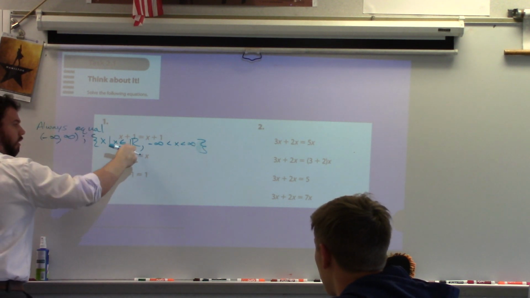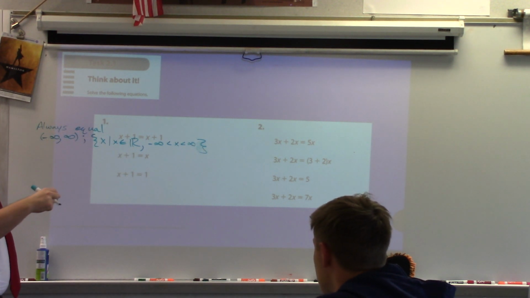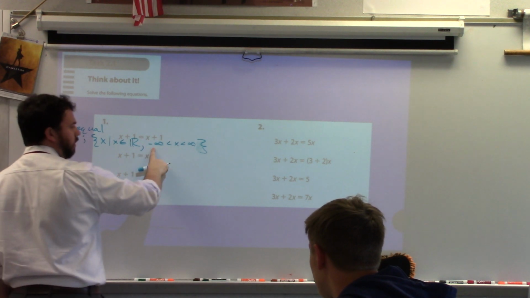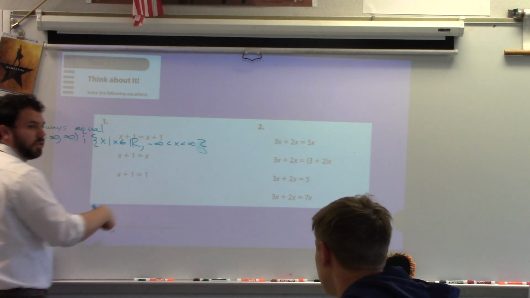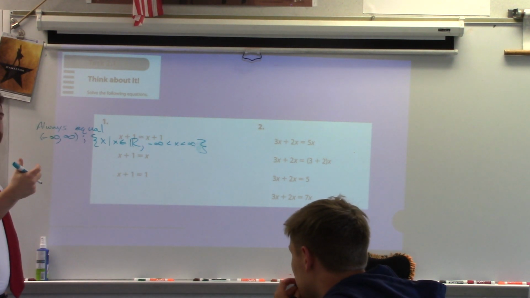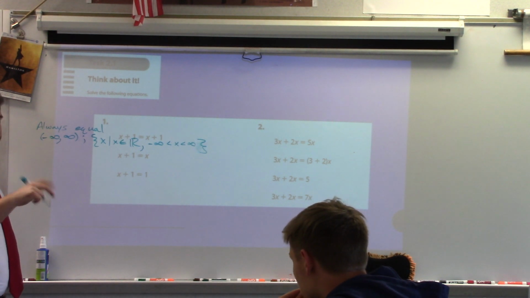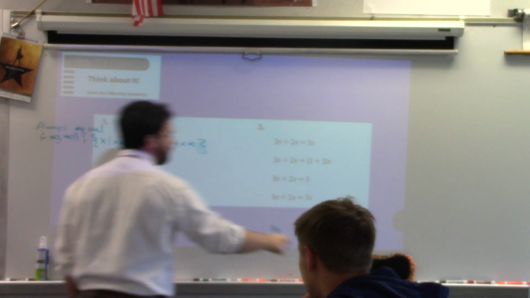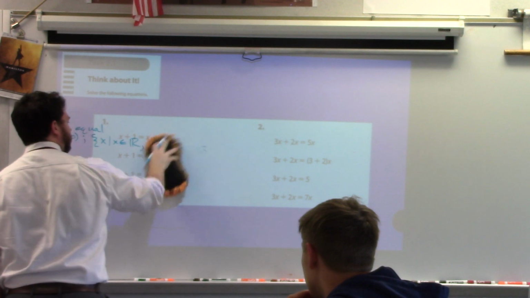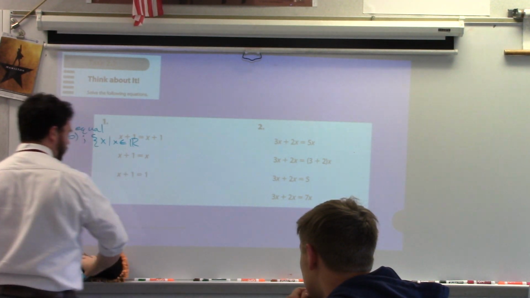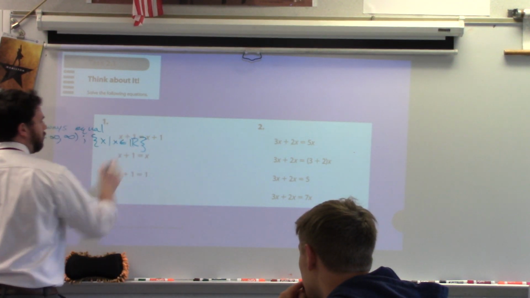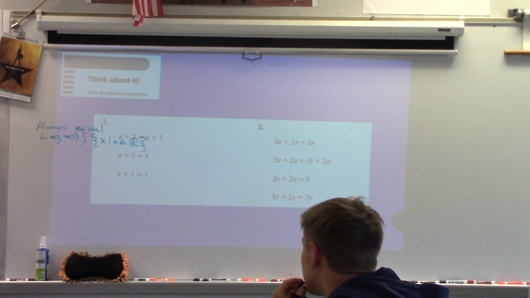Because if we're talking about all real numbers, what are we talking about? Everything, from negative infinity up to positive infinity. So if there are no restrictions on the real numbers, if it is truly every real number, there's no need for that. You would just end after the all real numbers symbol. X is an element of all real numbers.